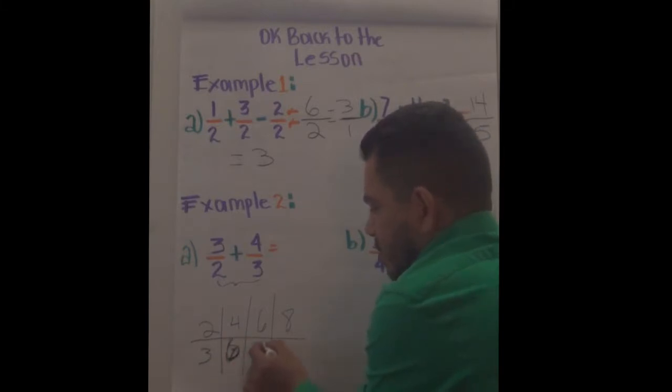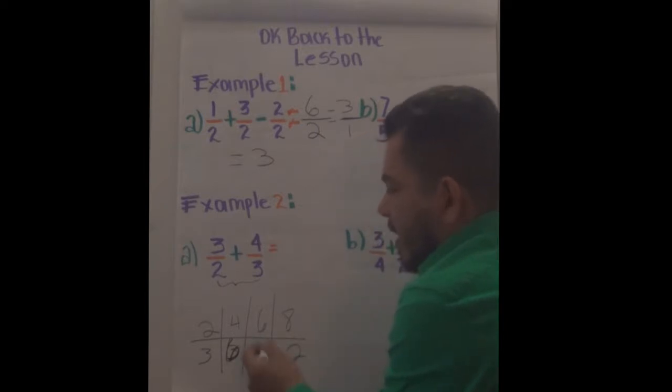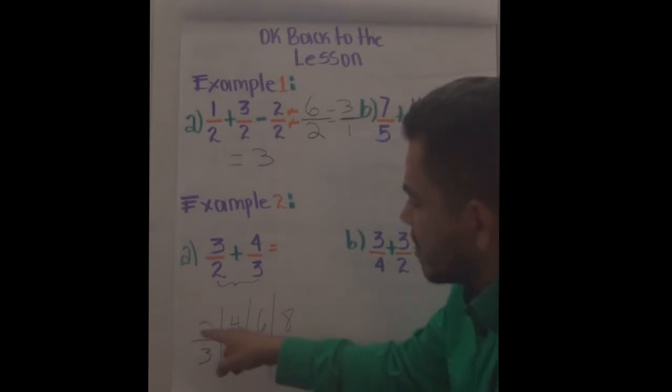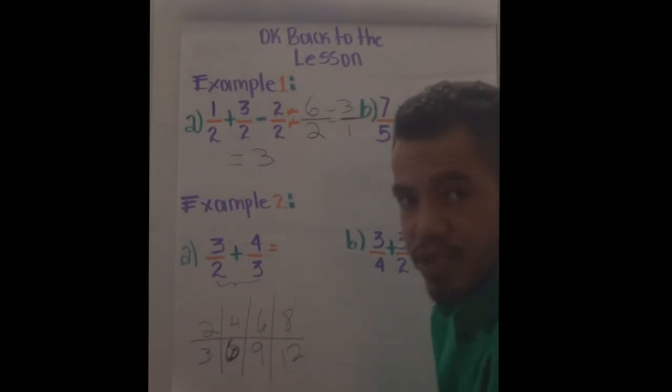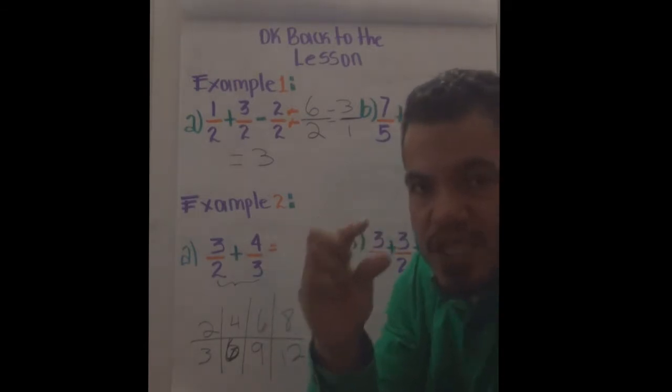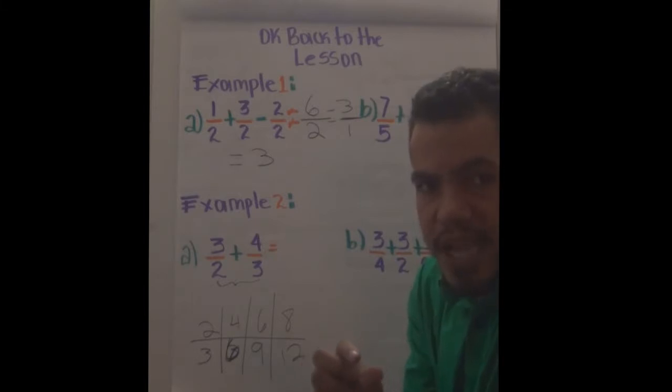6. 3 times 3 is 9. 3 times 4 is 12. And I can go on. I know that 2 times 6 is 12. I know that 3 times 4 is 12. They both have 12 in common. But that's not the idea here. The idea is to have the closest, the smallest number that they have in common on the times tables.